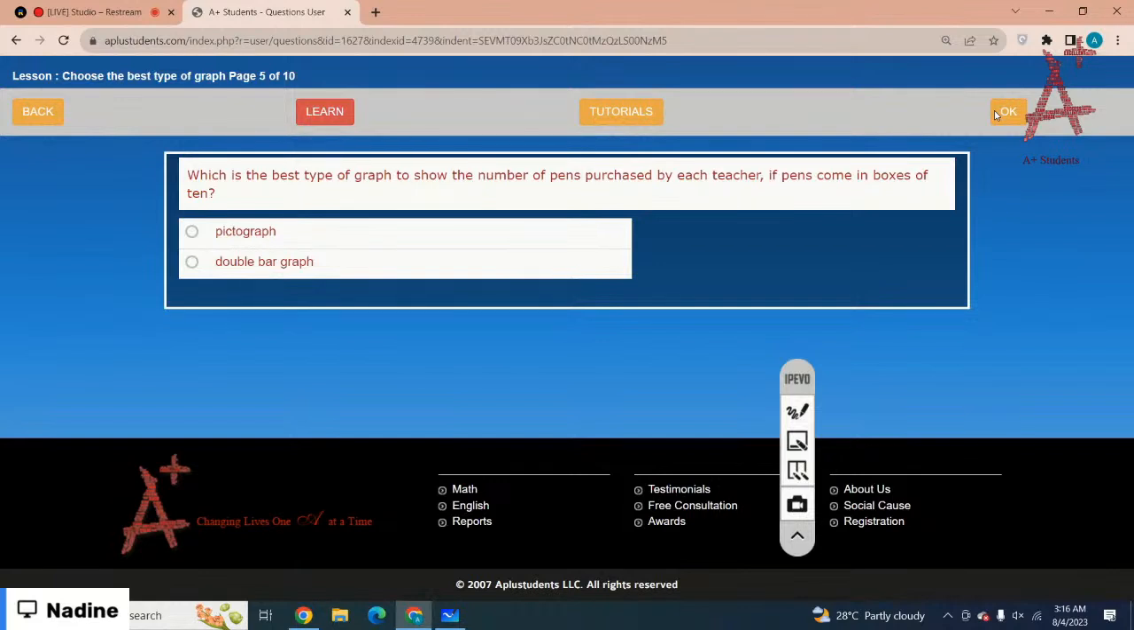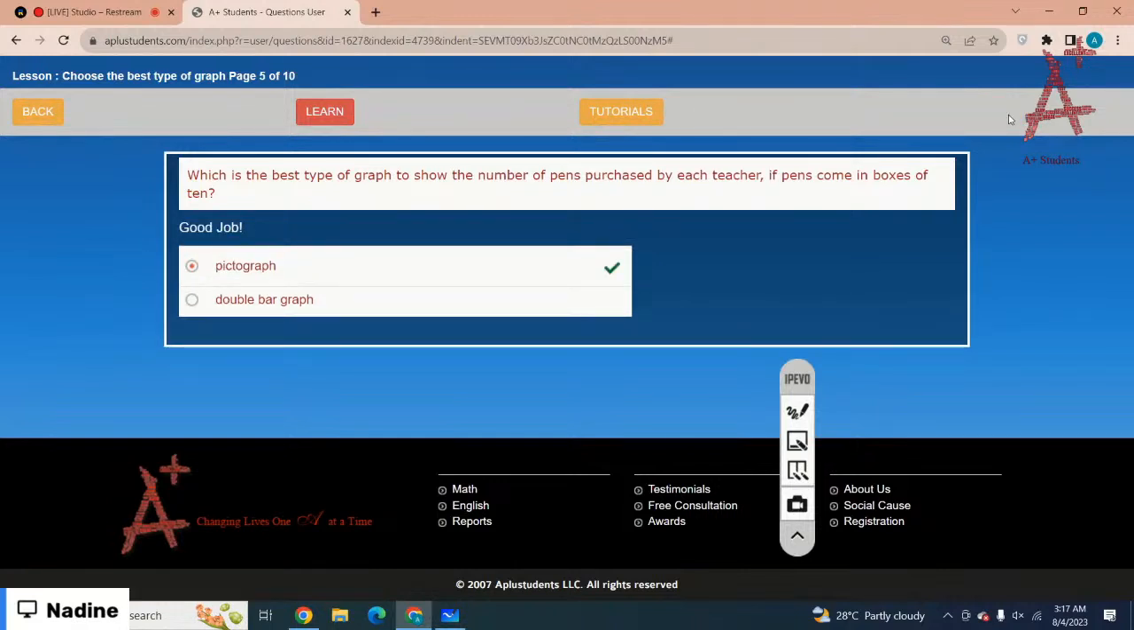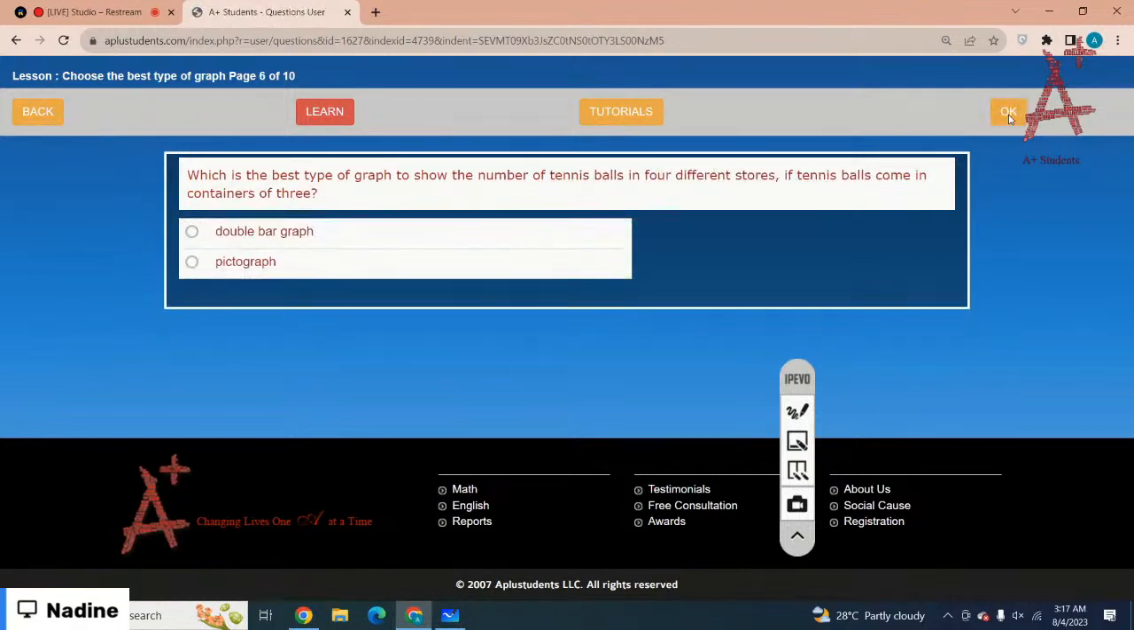Which is the best type of graph to show the number of pens purchased by each teacher if pens come in a box of 10? Which is the correct option? Pictograph or double bar graph? In this case you have to use the pictograph because you don't know the number of teachers, right? We have more than two teachers and the data is divided into groups of 10, so you have to use pictograph.